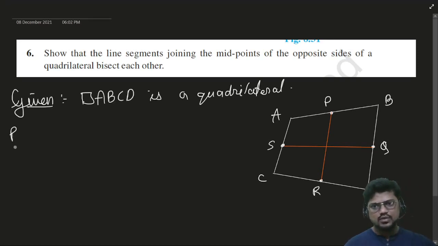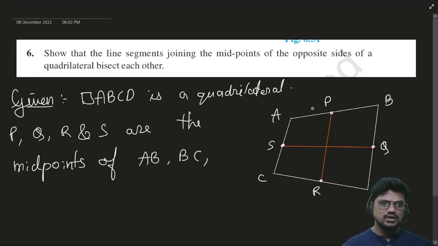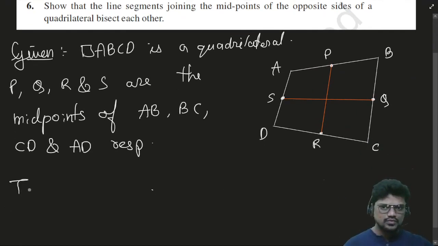After that, what is given? P, Q, R, and S are the midpoints of AB, BC, CD and AD respectively. I should write C over here, D should be over here. It should always be in a clockwise or anti-clockwise order. Okay, these are the midpoints. That's what is given. Now what do you have to prove?